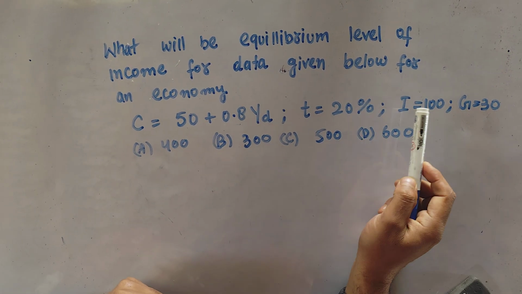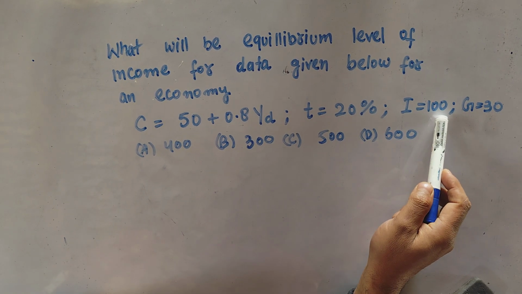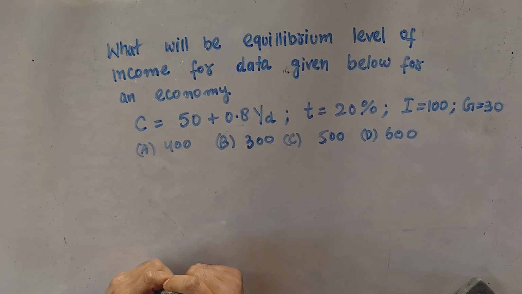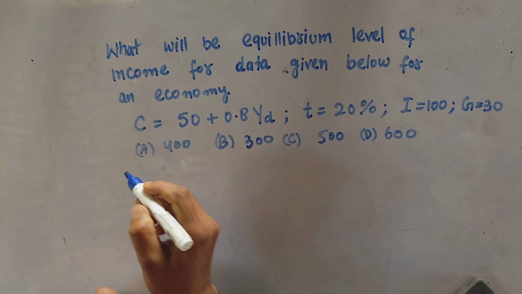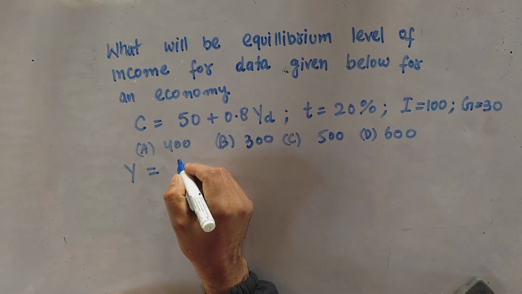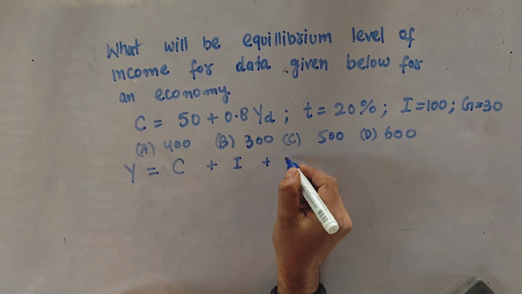Taxes are 20%, that is the marginal tax rate is 20%. Investment is autonomous, which is 100, and government spending, which is also autonomous, is 30 here. Okay, so we know that for an economy at equilibrium, our total income should be equal to the consumption expenditure plus investment expenditure plus government spending.